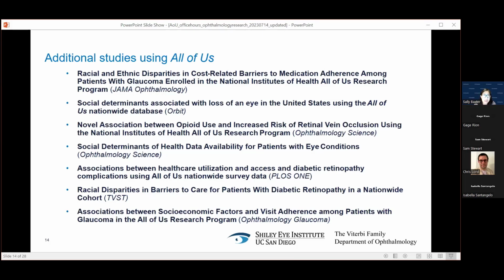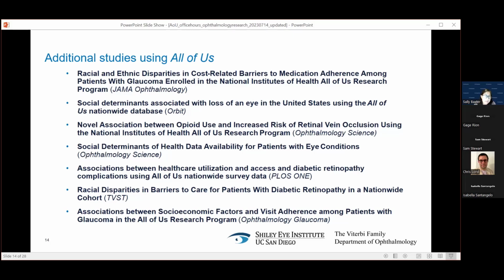So since then, in the intervening years, my research group has really benefited from being able to use the All of Us database, and have done a number of studies in different areas, including glaucoma, as well as several other eye conditions, including diabetic retinopathy and retinal vein occlusion, thyroid eye disease, and so forth.